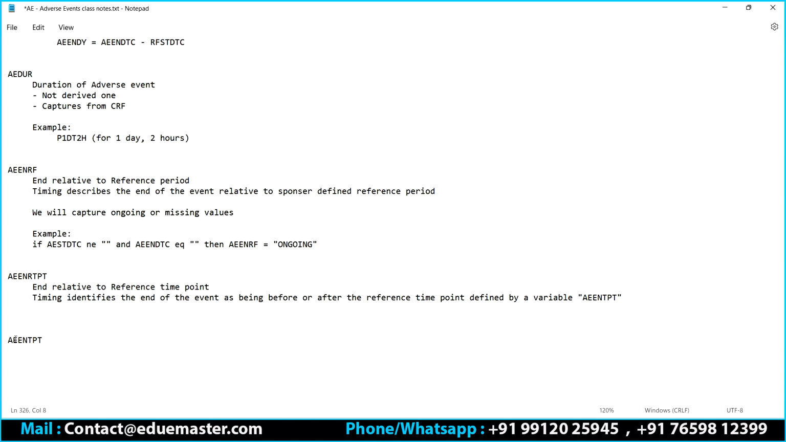What is this end time point? This is nothing but the end reference time point. Because we are talking about the time point, based on this time point only, the relative time point will be calculated. Let's talk in a simple way. This end reference time point is nothing but the last visit date of the subject.